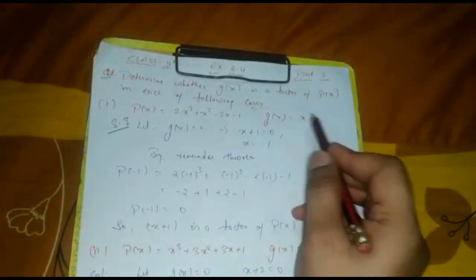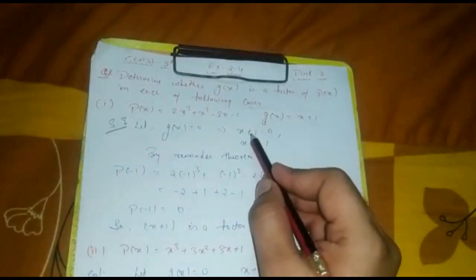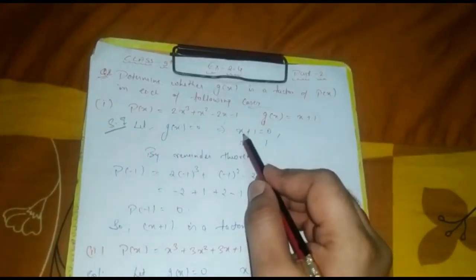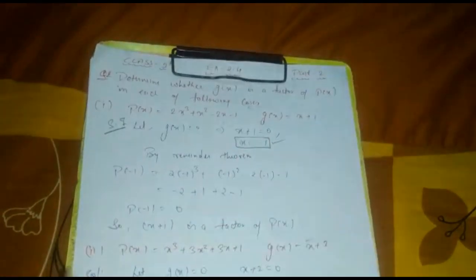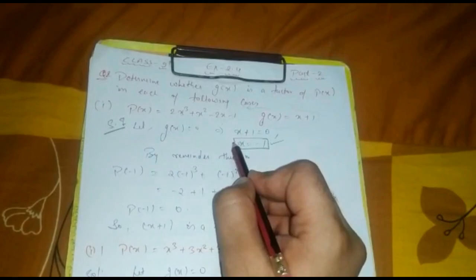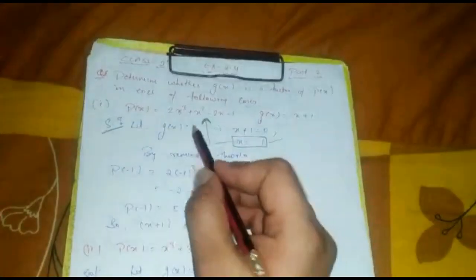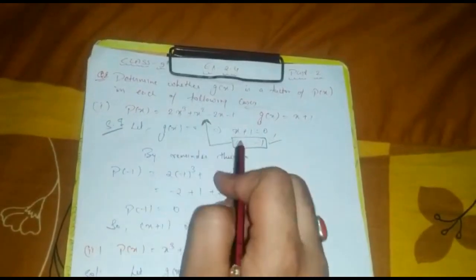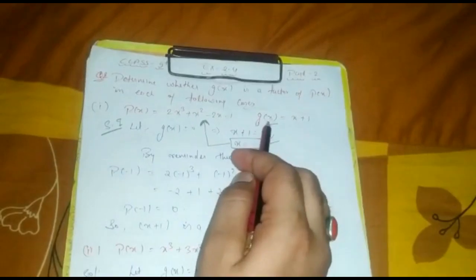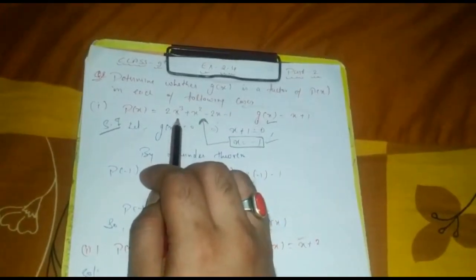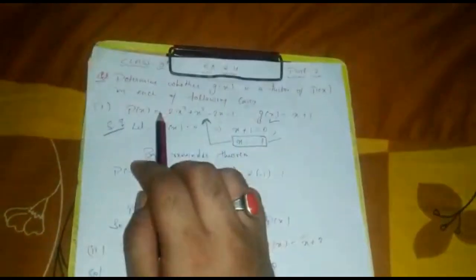So g(x) is equal to x plus 1. So x plus 1 will be equal to 0. On solving this, x plus 1 equal to 0, then x will be equal to minus 1. That means when we put x equal to minus 1 in our given polynomial, if p of minus 1 becomes 0, then we can say that yes, g(x) is a factor of this polynomial. If it is not equal to 0, then we can say g(x) is not a factor of p(x).